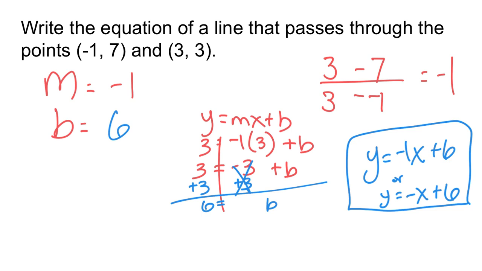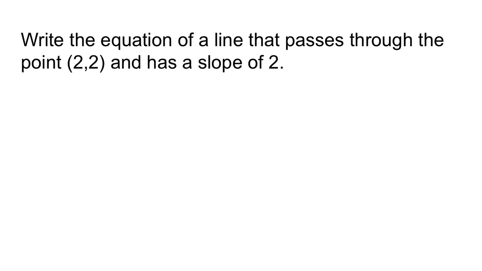So that's situations where they give you points. Now they might also give you a situation like this, where they give you a point and a slope. So I have a point and a slope this time, which means I have one step already accomplished for me. I already know the m is 2. But I'm going to have to use that and calculate the b, unless they give us the b as well, but they don't in this situation.